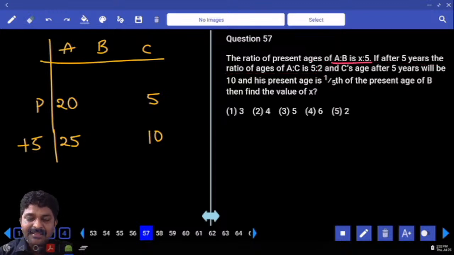Ages of A and B, they are in the ratio X and 5. X value we have to identify. If it is A's age directly 20, we can stop.